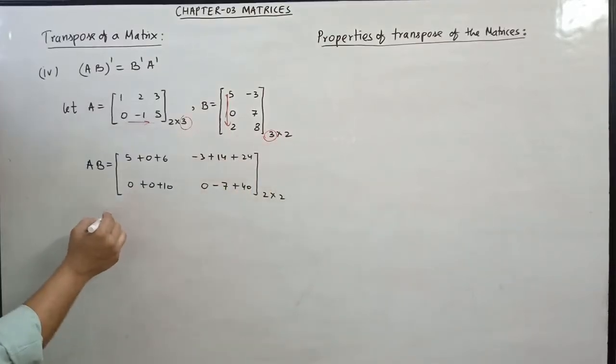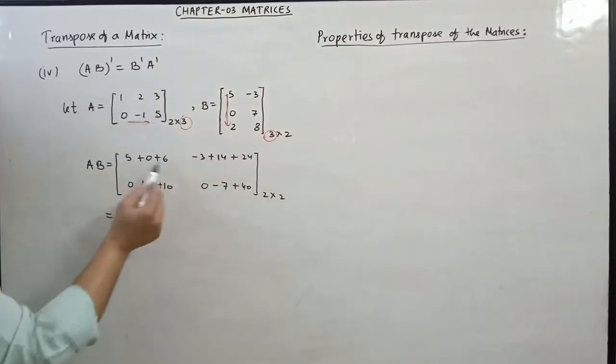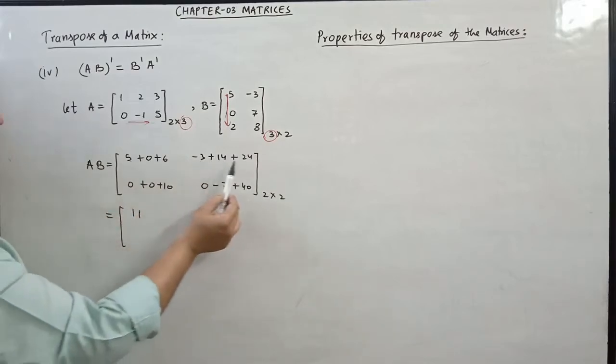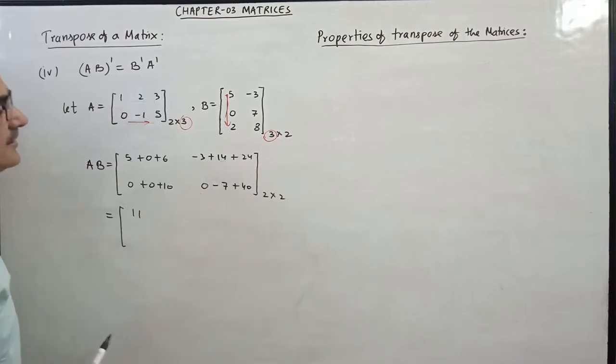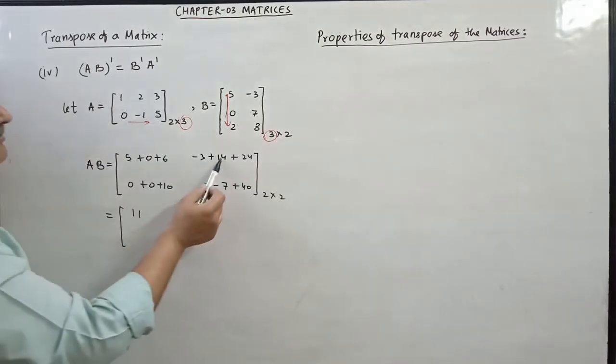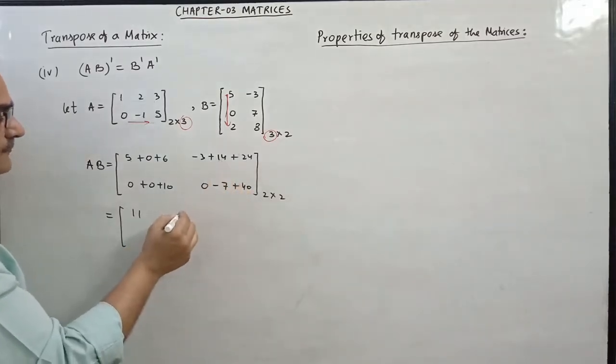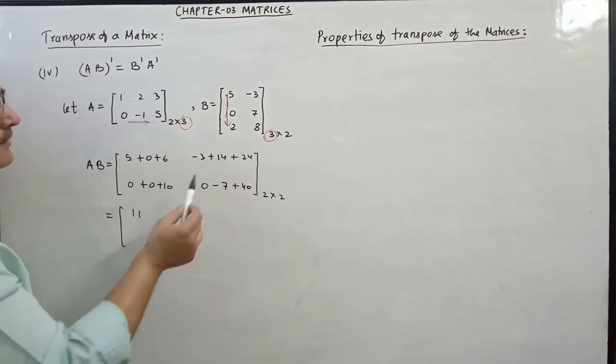So what we are getting here, 5 plus 6 is 11. Okay, 20 plus 24 plus 14. 14 minus 3 is how much? 11, and 11 plus 24 is 35. Okay.